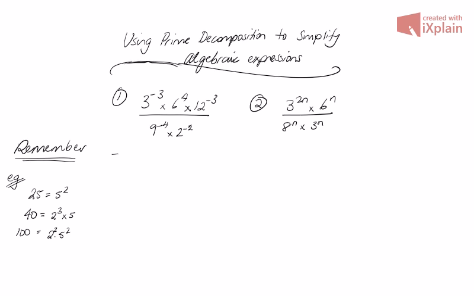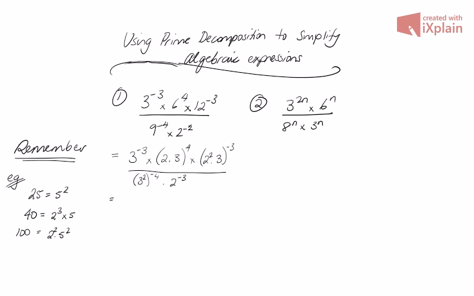Okay, let's have a look at this first one. The 3 can't go any smaller, so we leave it alone. 6 breaks up into 2 and 3, so we do that. And 12 breaks up into 4 and 3, so 4 is 2 squared, and 3. 9 breaks up into 3 squared, and 2 doesn't get any smaller. Notice that I'm switching between multiplication signs and multiplication dots. It really doesn't matter. Just pick a notation that works for you.